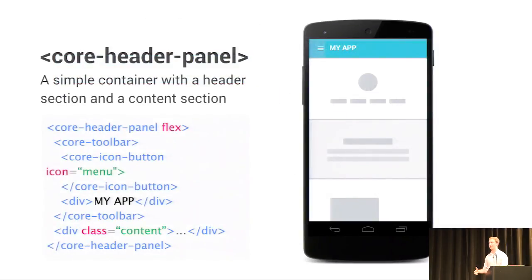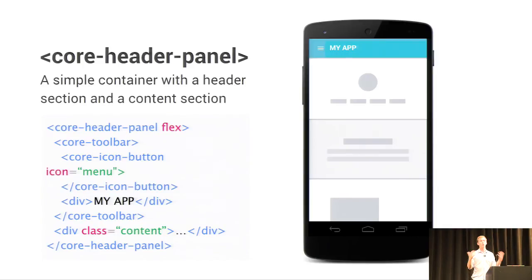And then it starts to get really cool, because I can keep composing these elements just like I would normal HTML. So this is an example of a core header panel. So the header panel idea is oftentimes in apps, you have a header and you have a body. And you want the header to lay out one way and the body to lay out another way. So the core header panel is that. So we have, at the top level, a core header panel.